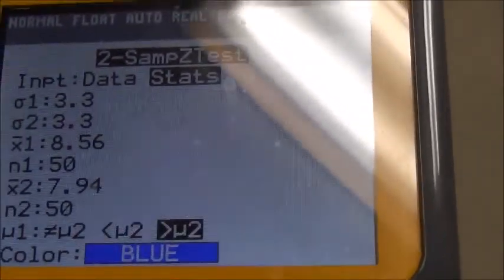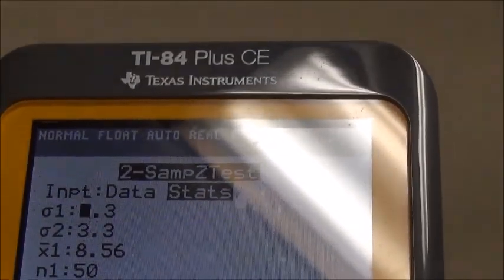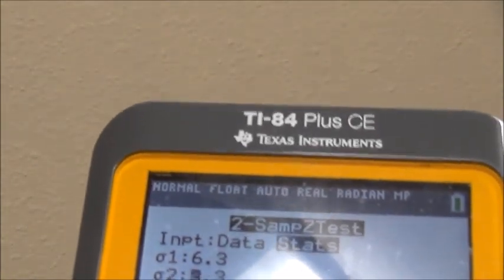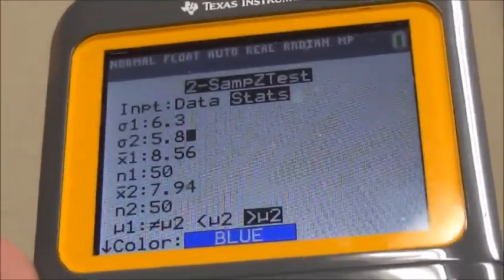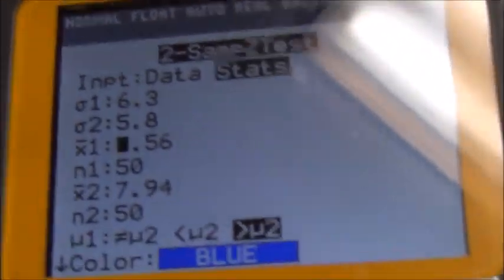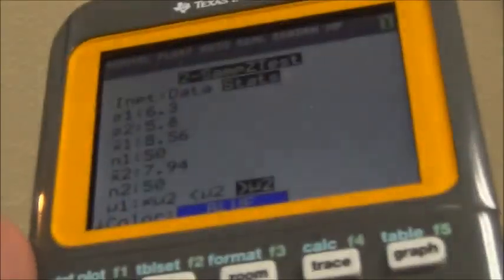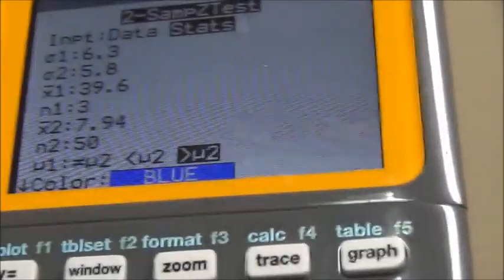And then I have to input my standard deviation. My standard deviation for those in the first group was 6.3 hours, and in the second group, my standard deviation was 5.8 hours. And then the x bar is your mean. So your mean for the first group was 39.6 hours. And then it wants the number in the first group, which was 35 people, so I'm going to put 35 in there.